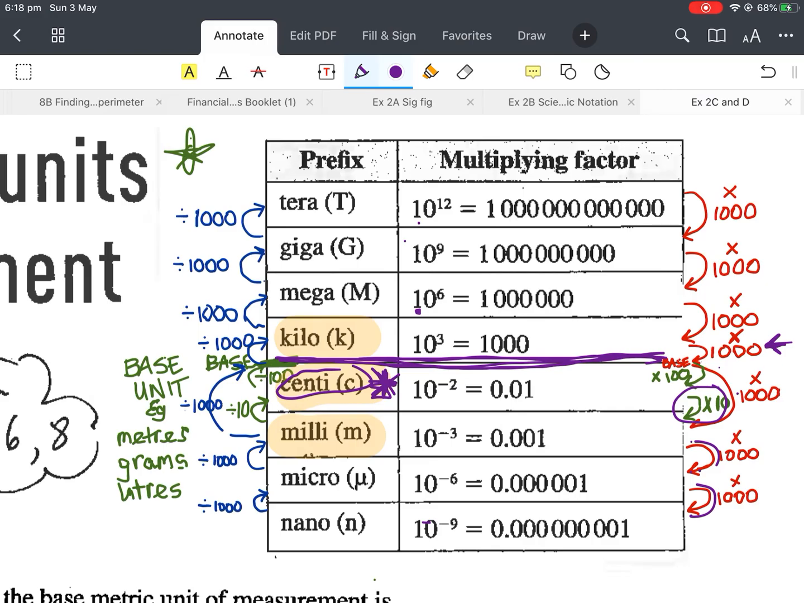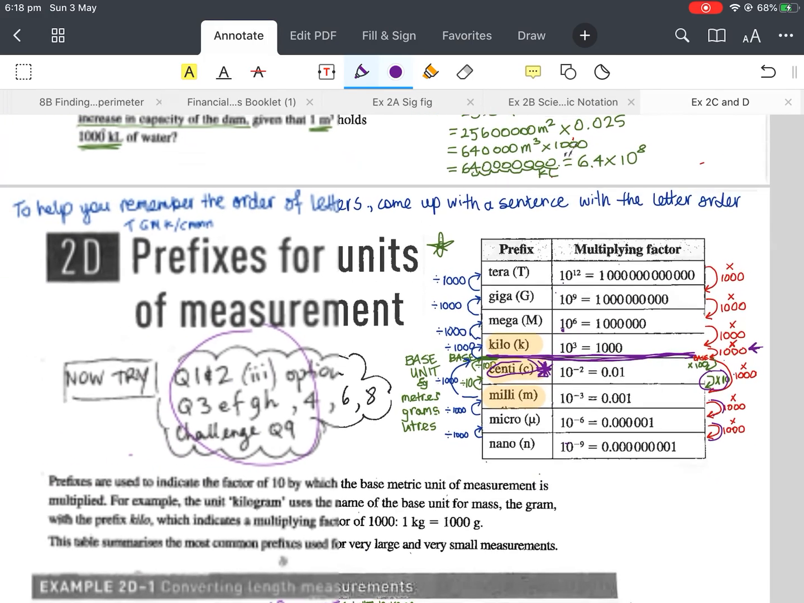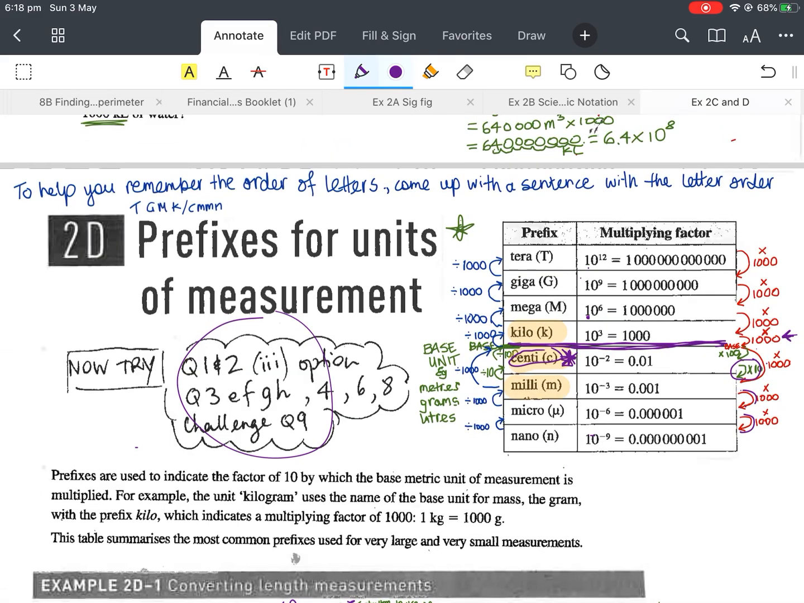Now, to help you remember these orders, tera, giga, mega, for these ones that you haven't seen before, blue writing up the top there, to help you remember the order of letters, come up with a sentence with the letter order T, G, M, K. We call that an acronym. Okay, two good men, and I couldn't think of what to put for the K. So that just might help you remember tera, giga, mega in that order.